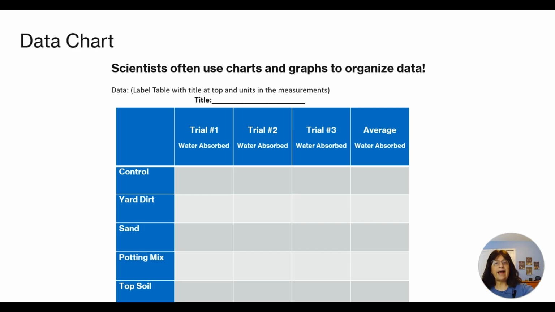I've created a data chart, and scientists often use data charts to organize the data that they collect. Notice that there are 3 trials here. I'm only recording trial number 1, but you'll need to go ahead and do at least 3 trials so that you can get an average and get enough information to make sure that your data is valid.